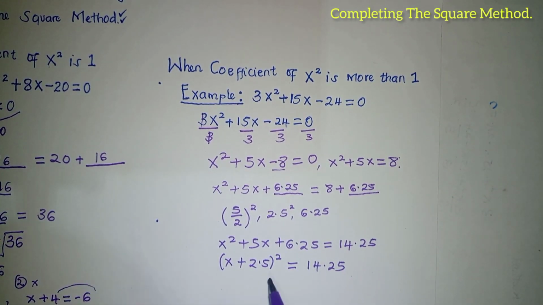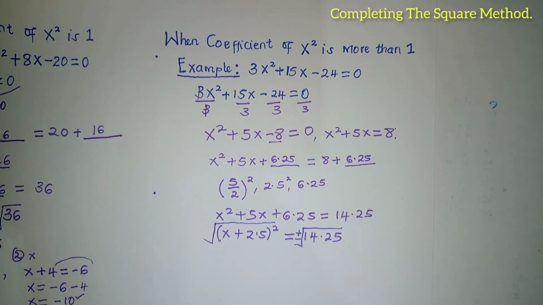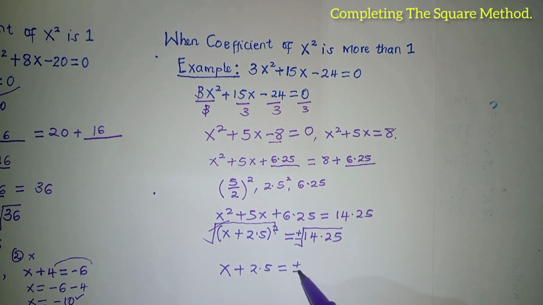The next step is to find the square root on both sides to eliminate this square. So square root on this side, then square root on this side. Remember that we said if you find the square root of a certain number, the answer is a positive and a negative number. So the square root sign and this square cancel to remain with x plus 2.5 is equal to plus or minus the square root of 14.25, which is actually 3.775.